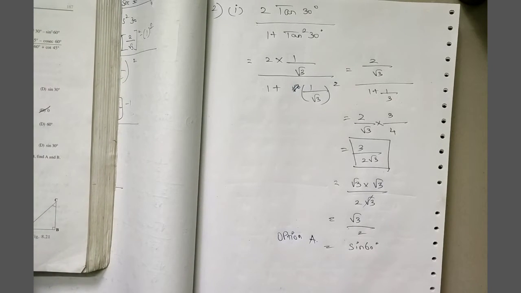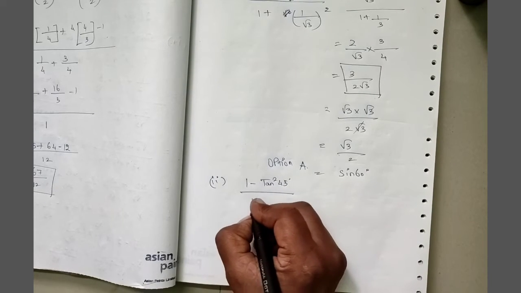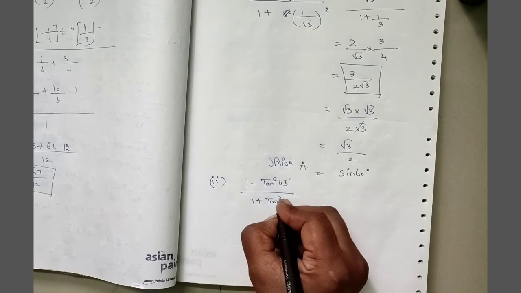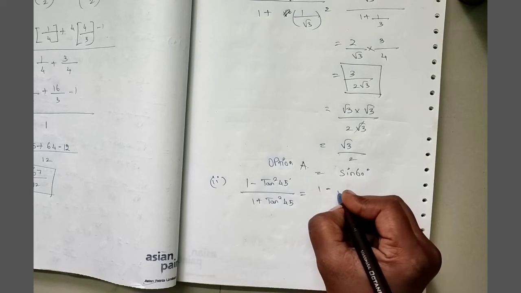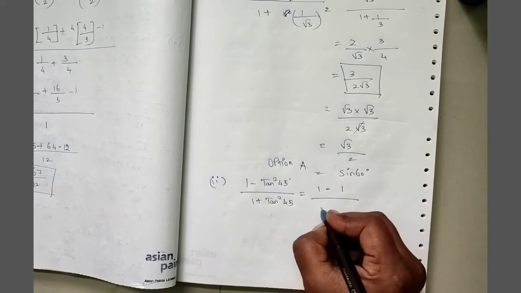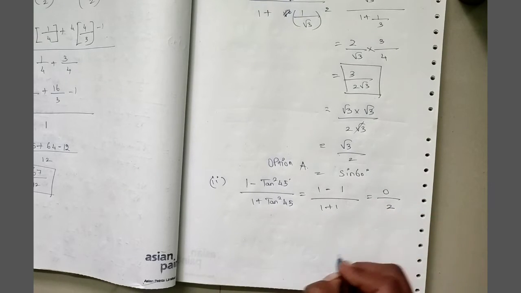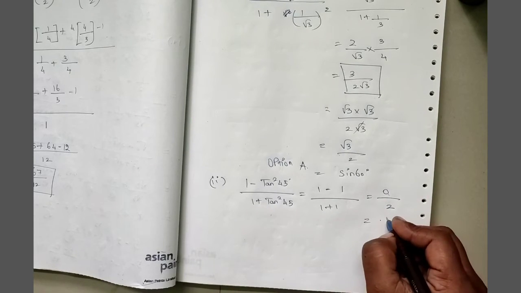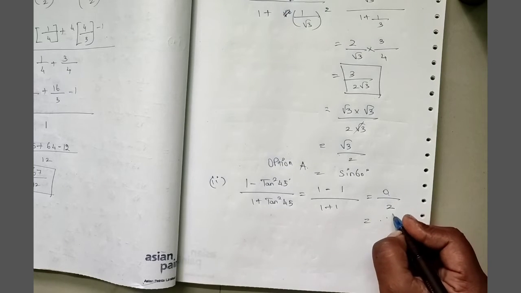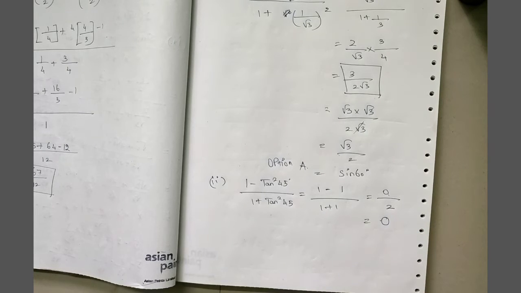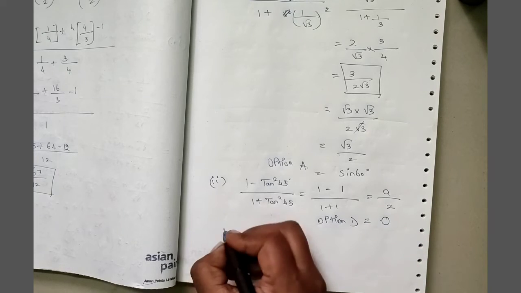Then we'll move on to the second one. 1 minus tan square 45 divided by 1 plus tan square 45. What is tan 45? It is simply 1. Correct? 1 plus 1. So 0 by 2. What will be the value? Anything divided by 0 will be infinity. And if the numerator is 0 and the denominator has any value, then the answer is 0. So option D is the correct answer if you check in the books.